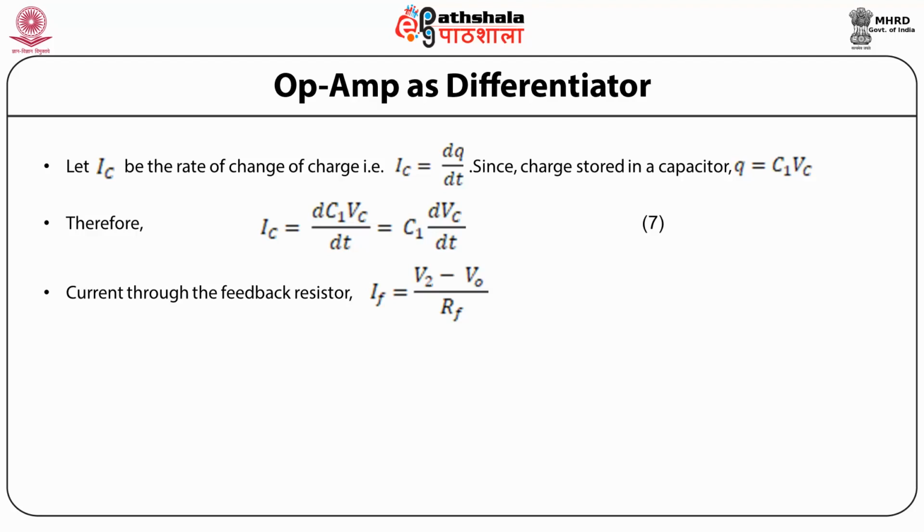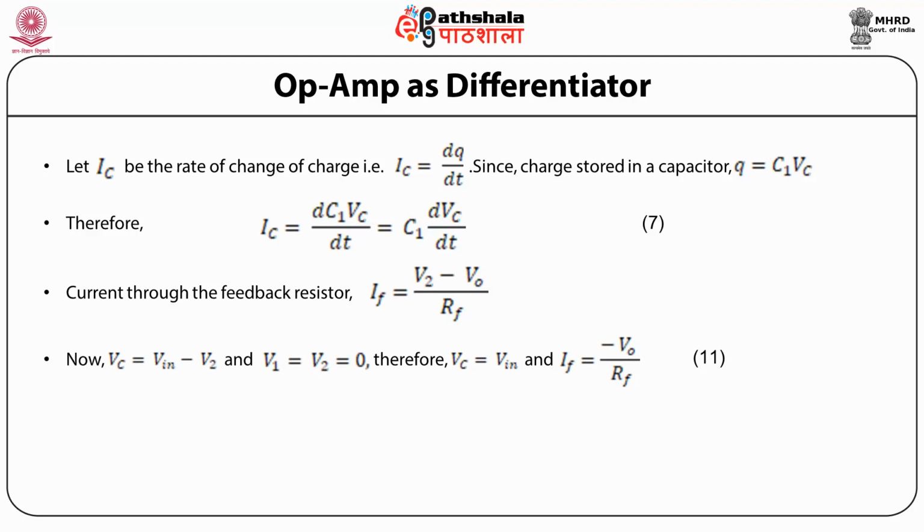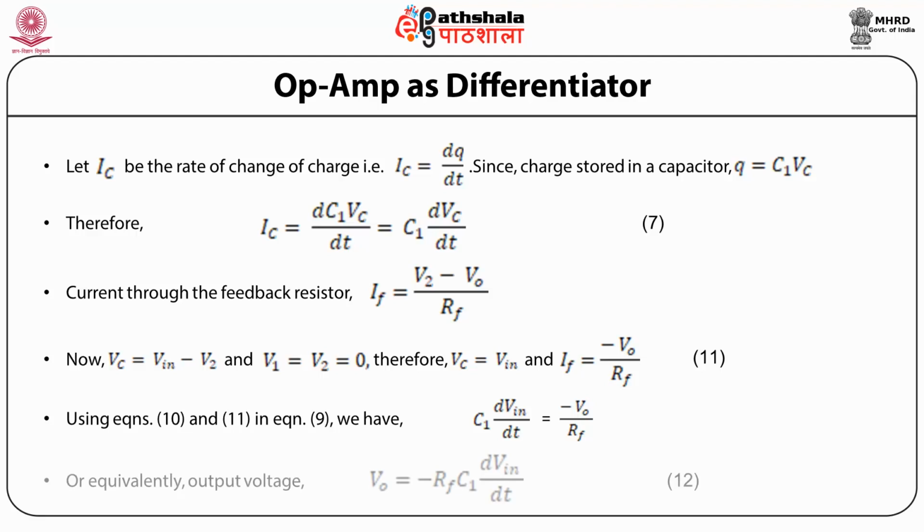Now the current through the feedback resistor IF is equal to (V2 minus V0) by RF. Vc is equal to Vin minus V2, and V1 is equal to V2 is equal to 0. Therefore, we get Vc is equal to Vin and IF is equal to minus V0 by RF. Now, using the above equations in equation 9, we have C1 times dVin by dt is equal to minus V0 by RF. Or equivalently, I can write the output voltage V0 is equal to minus RF C1 into dVin by dt.